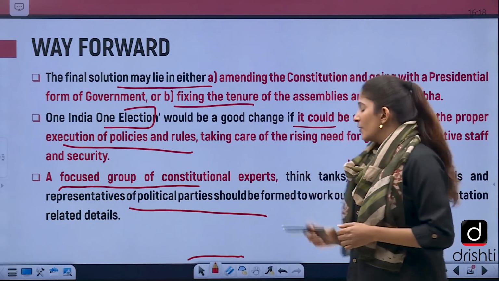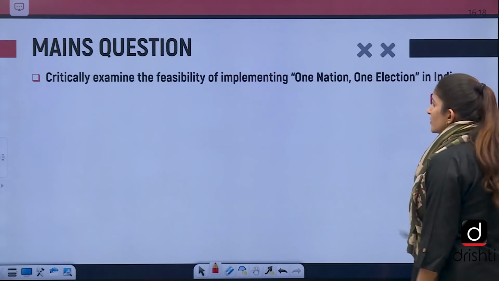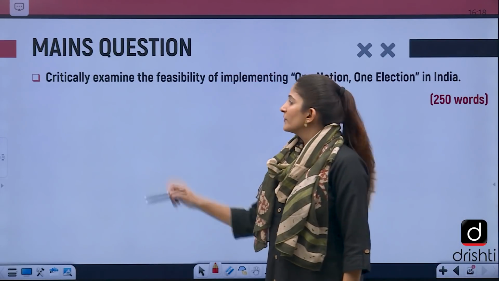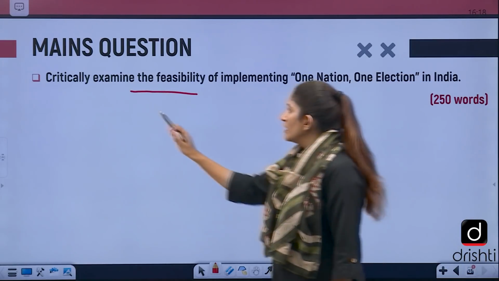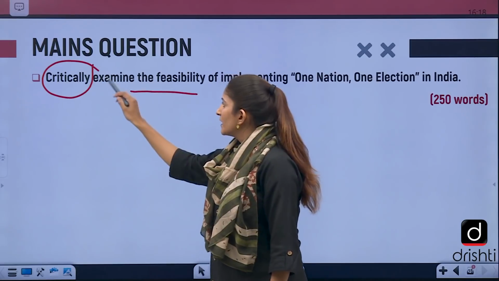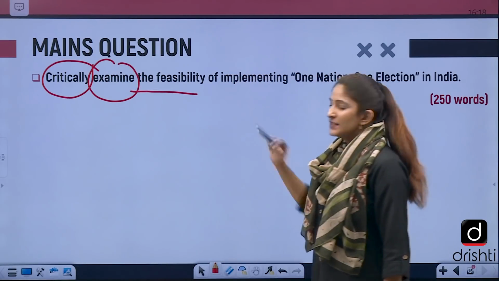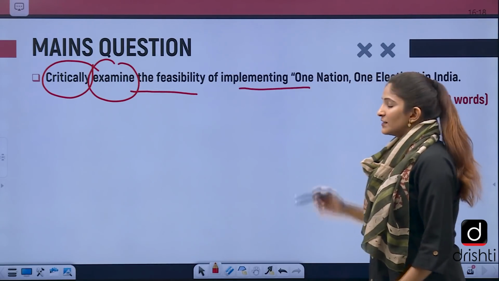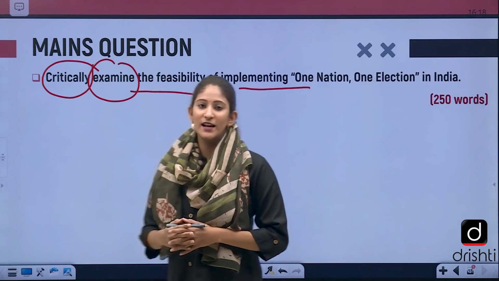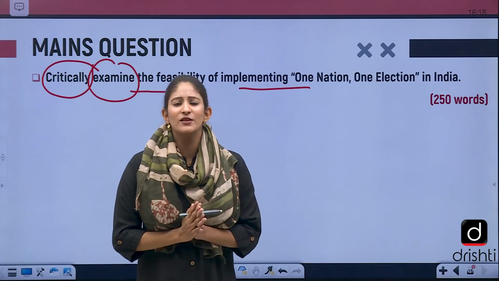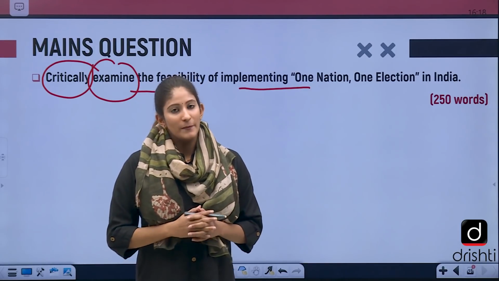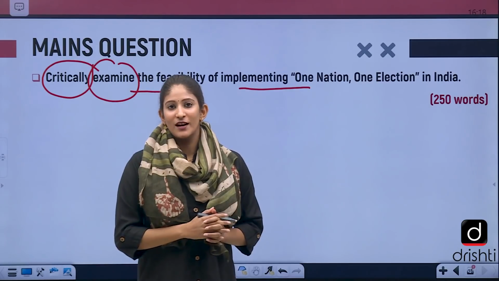But before we go, we have introduced a mains-based question for you. Please look at this question. Critically examine. Now, keep certain words in mind. Critically examine the feasibility of implementing one nation, one election. I hope you will be able to practice this question. Please do practice, and this segment may help in achieving your goals.